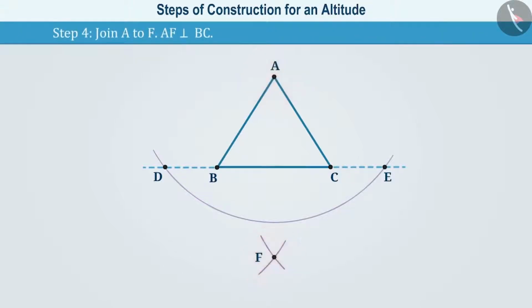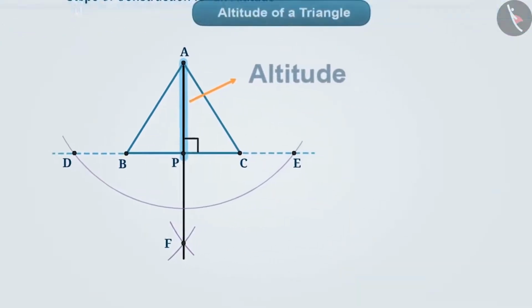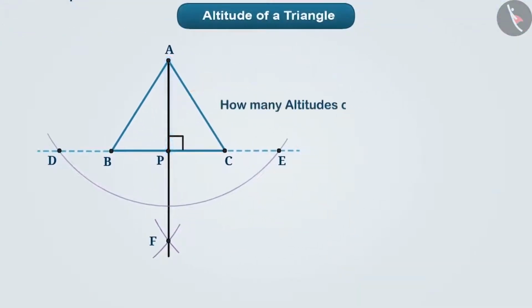Step 4. Now we will connect A to the point of intersection F. AF is perpendicular to BC. Suppose line segment AF intersects BC at point P. The new line segment AP is the altitude from vertex A to the opposite side BC.